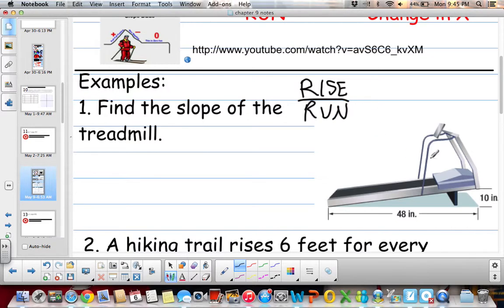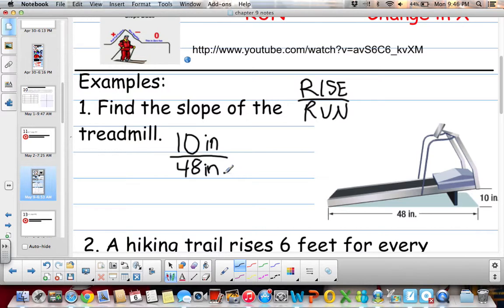So rise over run. So our rise is the vertical, so it is going up 10. So we have 10 inches is our rise, and then our run is 48 inches. So the slope of the treadmill then is 10 inches over 48, or 10 over 48, okay?